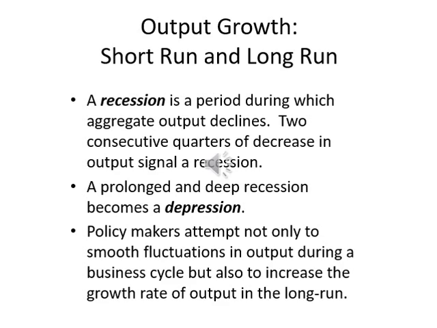A recession is a period during which aggregate output declines. Two consecutive quarters of decrease in output signal a recession. A prolonged and deep recession becomes a depression. Policymakers attempt not only to smooth fluctuations in output during a business cycle but also to increase the growth rate of output in the long run.